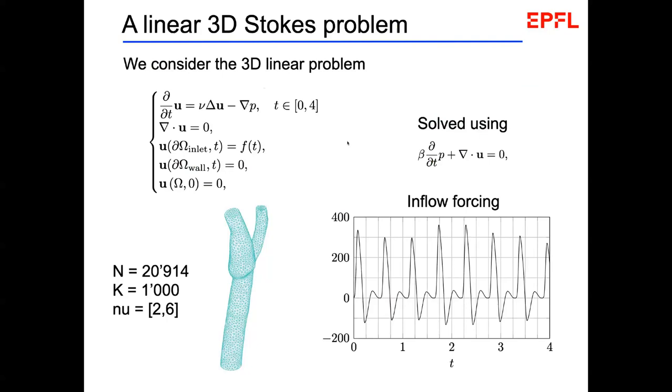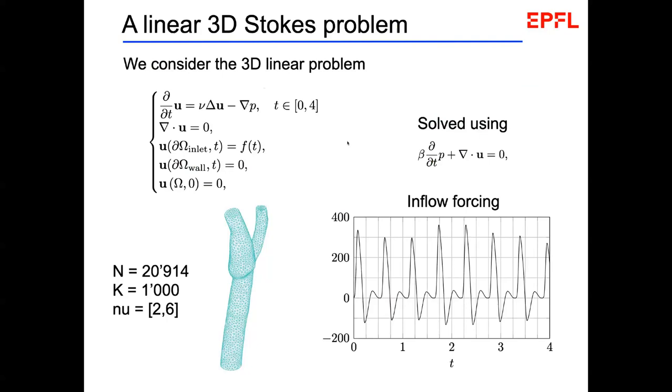So here's a linear problem, now it's a 3D problem. It's an artery, a human artery, and the forcing on the inflow is, you can think of it as a heartbeat. Fine, here we go. And the solution that we're generating, we are learning solutions for the period 0 to 4.